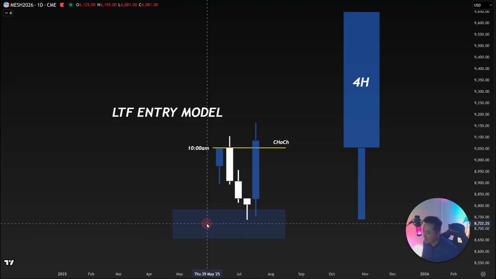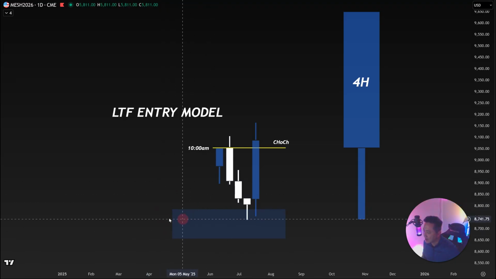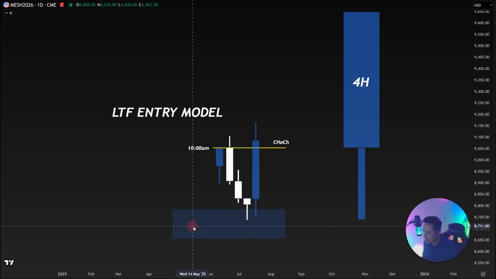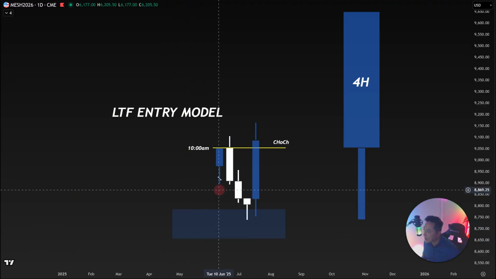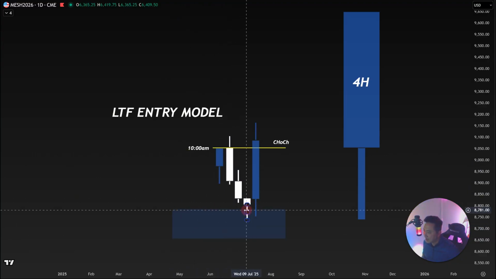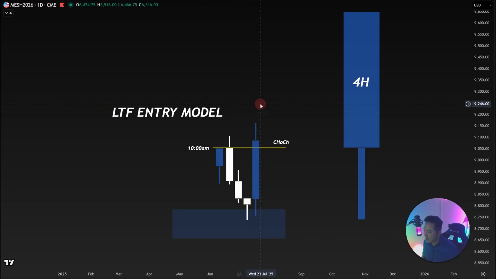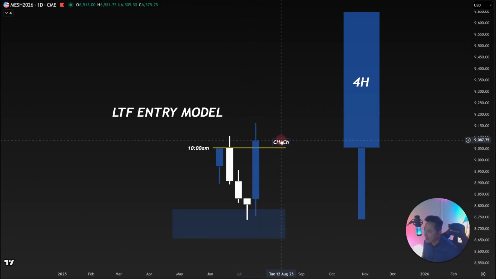and imbalance. It could also be a sweeping out previous session low or a swing low, a key level, or a sweeping out internal liquidity. And then what we're going to get is a displacement, a displacement with a change of character.